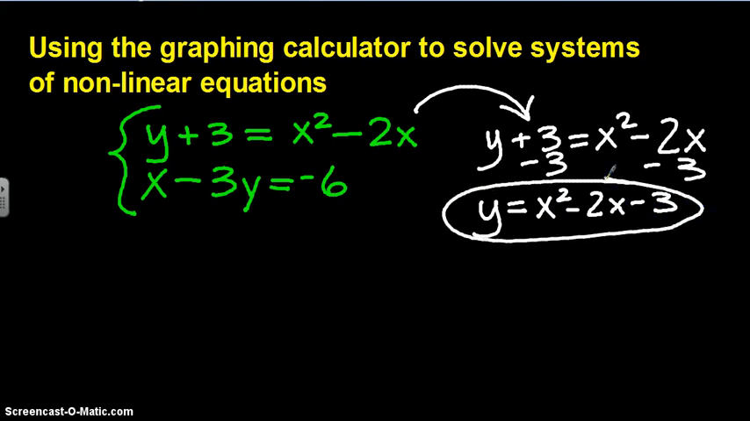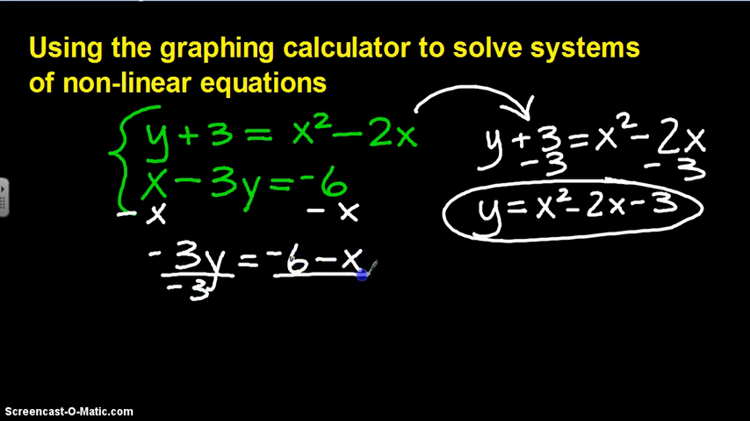For the second equation solved for y, I need to subtract x from both sides. That gives me -3y = -6 - x. Then I'm going to divide both sides by -3. This gives me y = 2 + x/3, or we can rewrite that x/3 as 1/3 times x. It means the same thing.